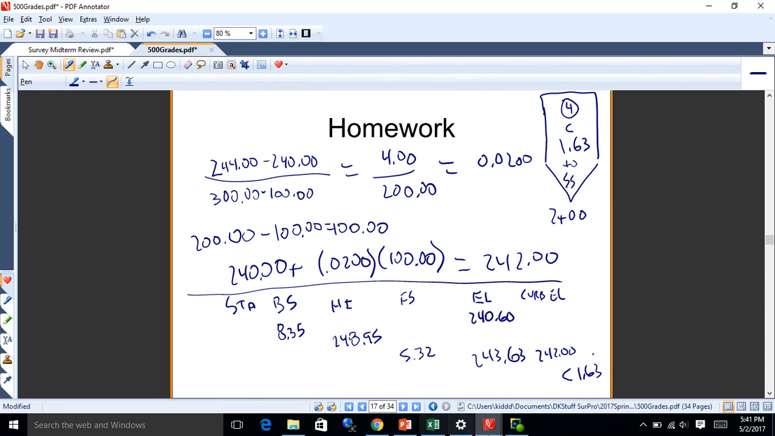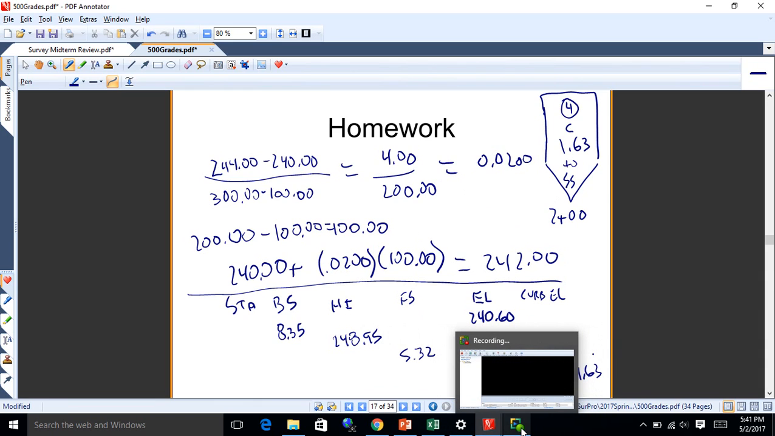So that's what we covered here in class in the first half anyway. So just a little bit of a test review and going over this grade staking a bit.